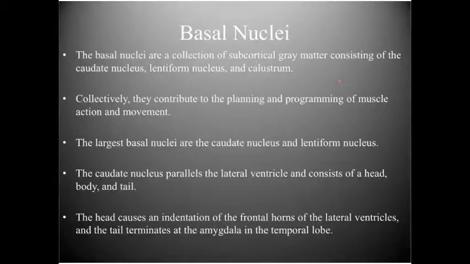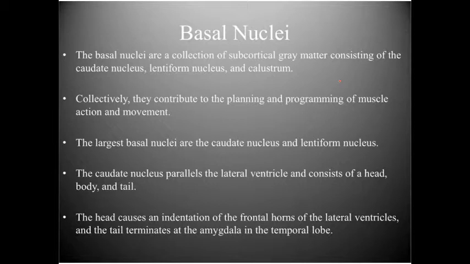Okay, the basal nuclei. The basal nuclei are a collection of subcortical gray matter consisting of the caudate nucleus, lentiform nucleus, and claustrum. Collectively, they contribute to the planning and programming of muscle action and movement. The largest basal nuclei are the caudate nucleus and the lentiform nucleus.